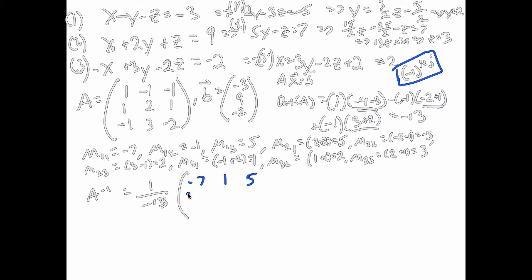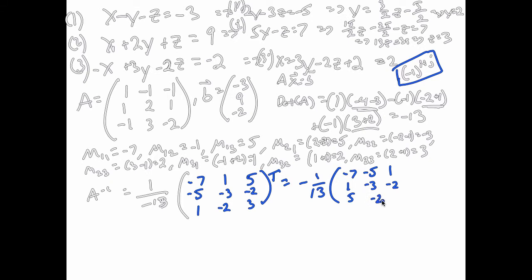Flip this sign, keep this one the same. Flip this sign, keep this one the same, flip this sign, and keep this one the same. Transpose, or negative 1 over, so negative 1/13 times negative 7, negative 5, 1, 1, negative 3, negative 2, 5, negative 2, 3. That's your inverse, A inverse.